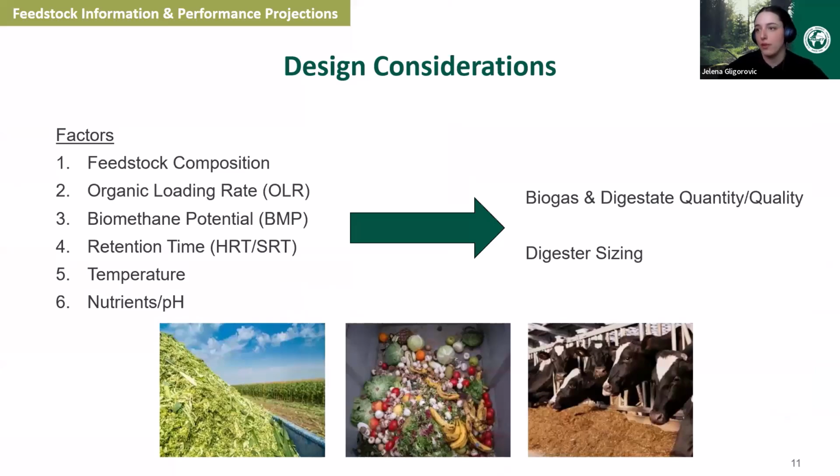So as mentioned before, the first half of my presentation is going to be focused more on the process side and the design considerations that are required for the initial sizing of a digester and determining the outputs that you're going to get. So the factors that I want to cover are feedstock composition, organic loading rate, biomethane potential, retention time, temperature, nutrients, and pH, and how to use that information to determine your biogas and digestate quantity and quality, and how that ties into your digester sizing.